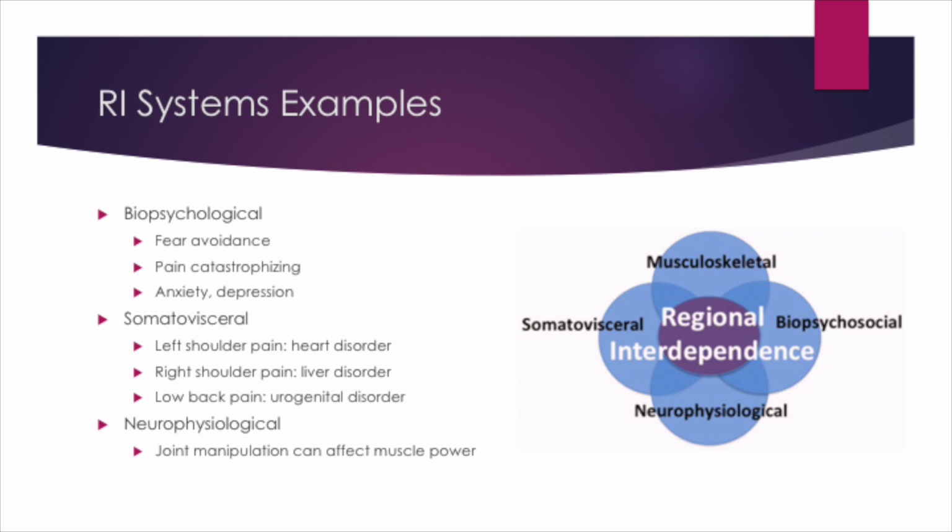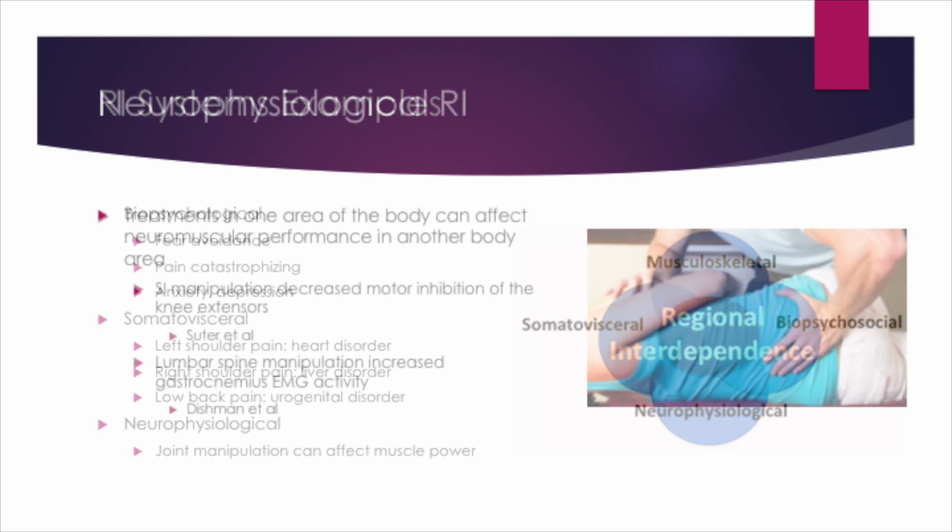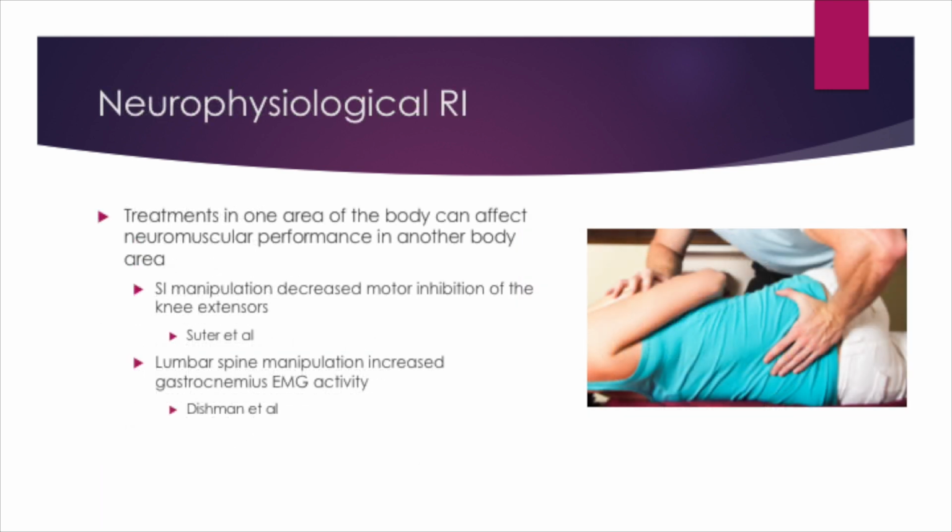And there are neurophysiological relationships as well when it comes to RI. For example, joint manipulation can affect muscle power. Examples of neurophysiological RI can be found in the literature, especially with spinal manipulation. For example, SI joint manipulation can decrease motor inhibition of the knee extensors, and lumbar spine manipulation has been found to increase gastrocnemius EMG activity.